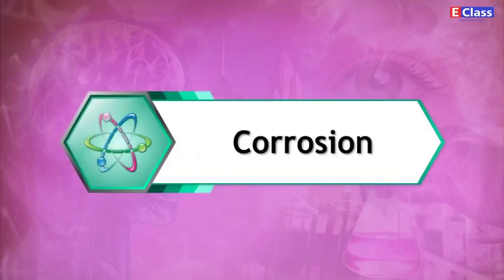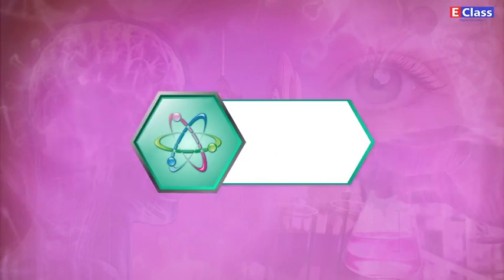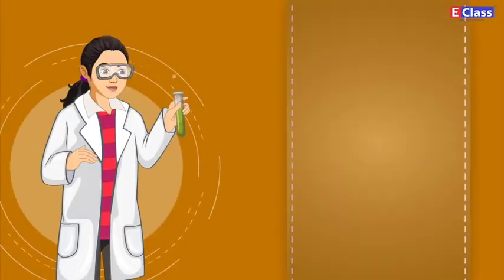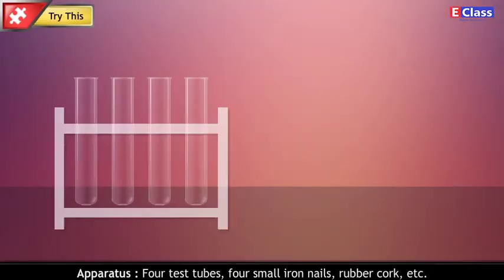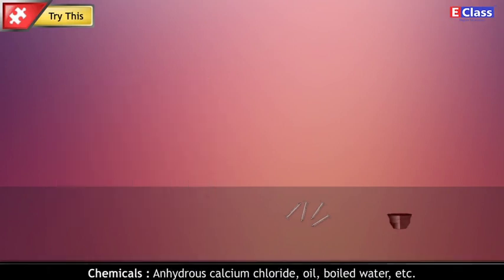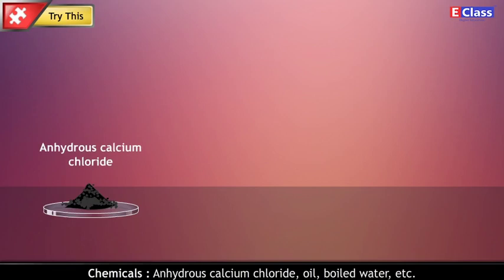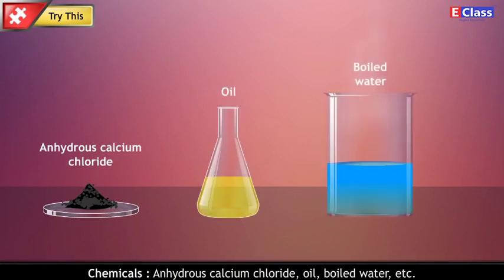Corrosion. Try this. Apparatus: 4 test tubes, 4 small iron nails, rubber cork, etc. Chemicals: anhydrous calcium chloride, oil, boiled water, etc.